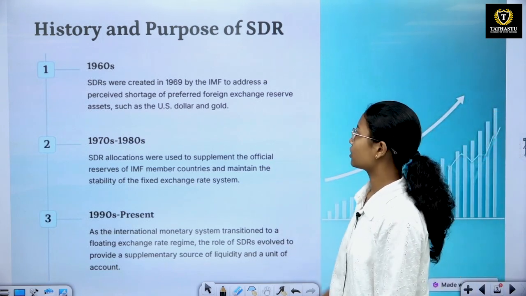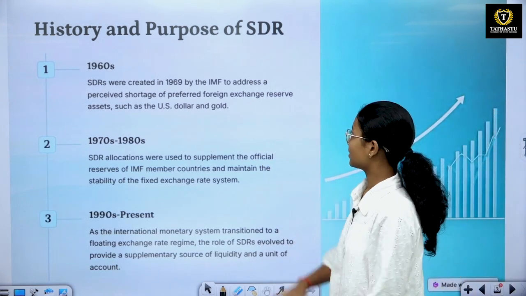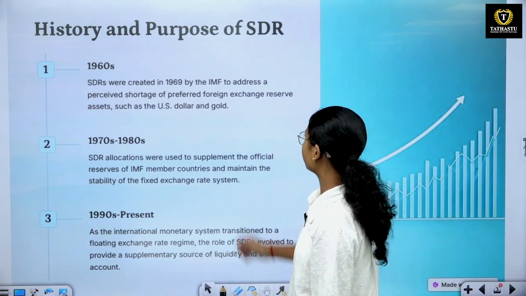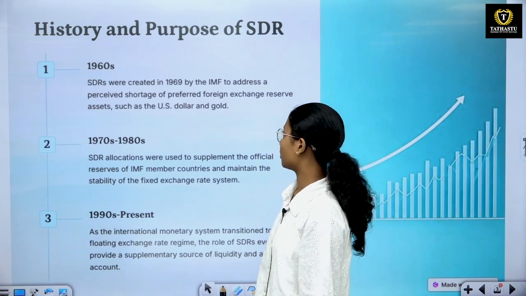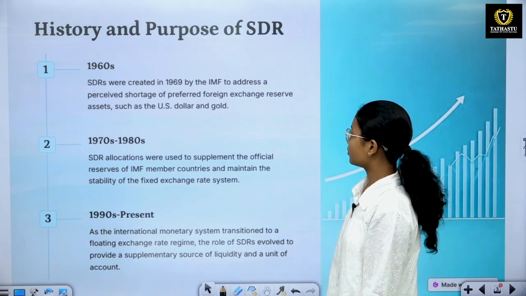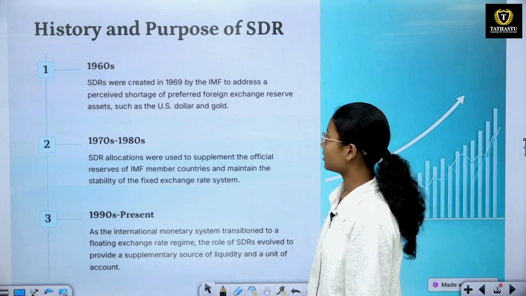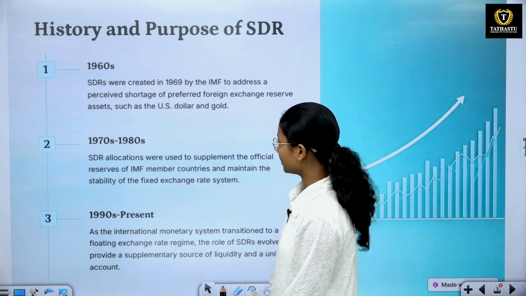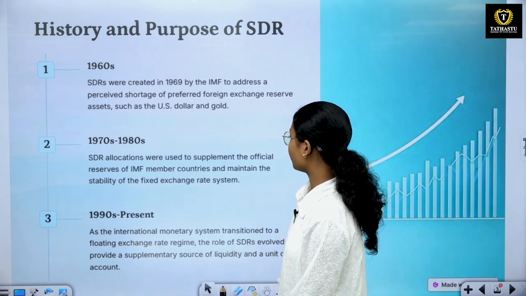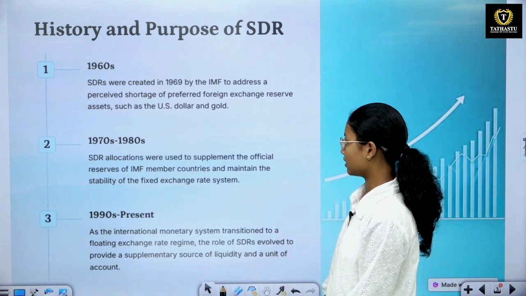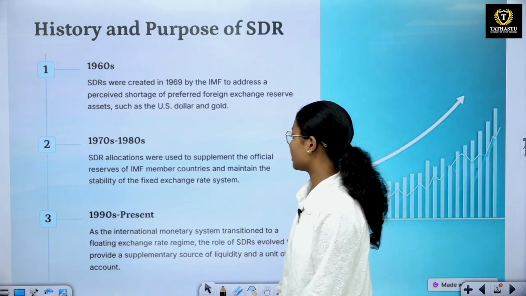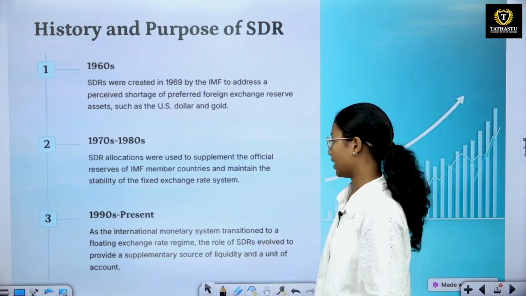History and the purpose of SDR. In the 1960s, SDR were created in 1969 by the IMF to address a perceived shortage of preferred foreign exchange reserve assets such as the US dollar and gold. In the 1970s to 1980s, the SDR allocations were used to supplement the official reserves of IMF member countries and maintain the stability of a fixed exchange rate system.